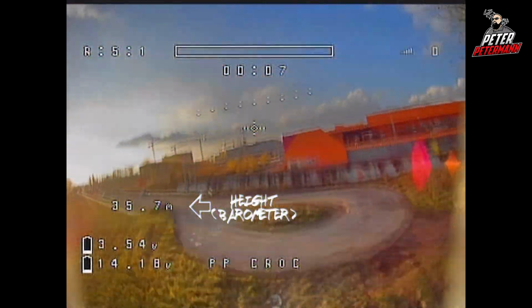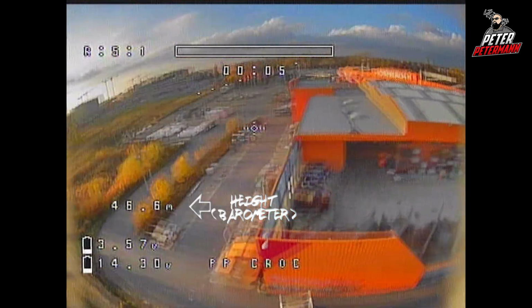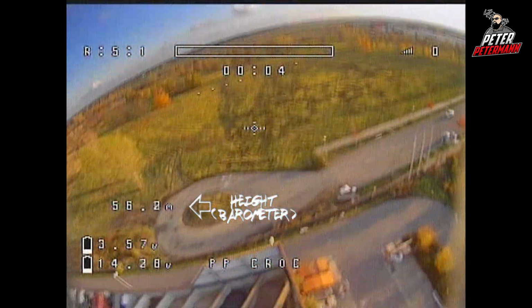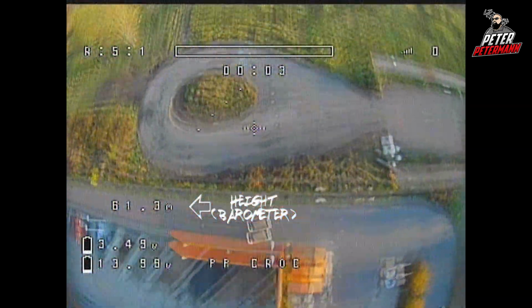Next, there is the height indicator, which is fed by a barometer. It's not really precise on this quad because I have to protect the sensor somehow.